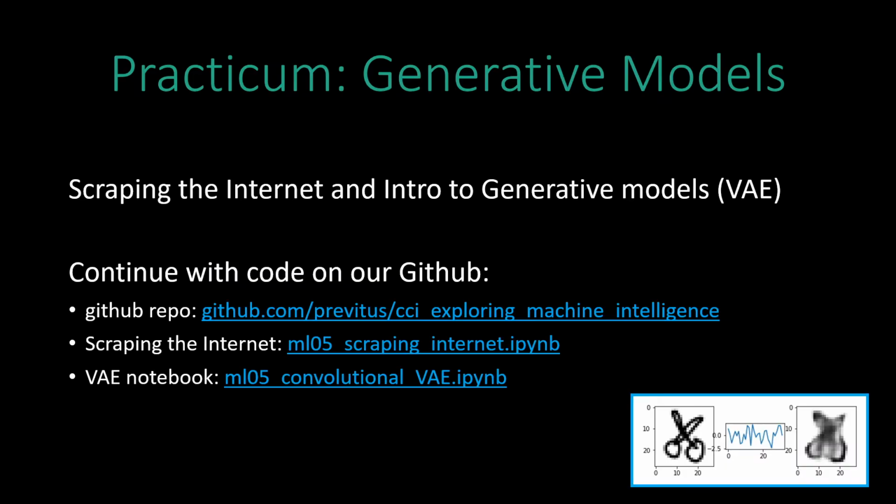Okay. So all of the code is already in our Git repo. There are two resources, the scraping the internet notebook and then the variational autoencoder notebook. And so let's start with the first one.